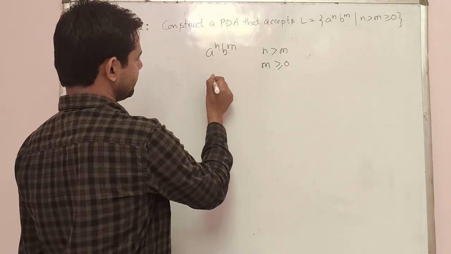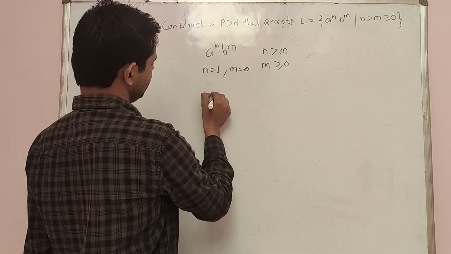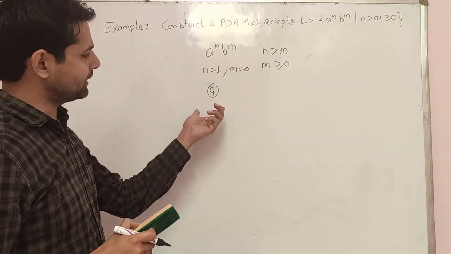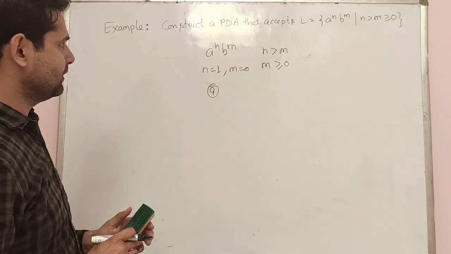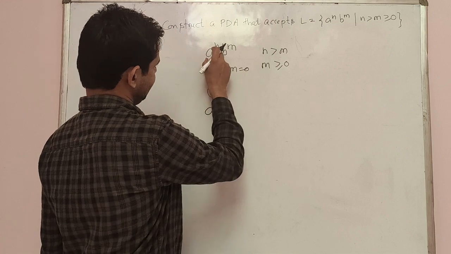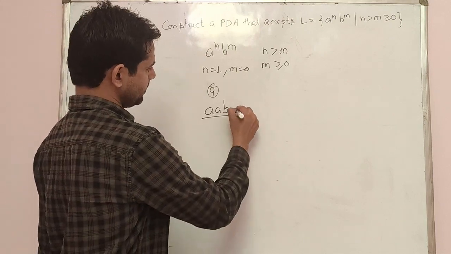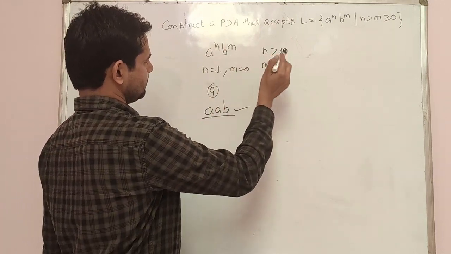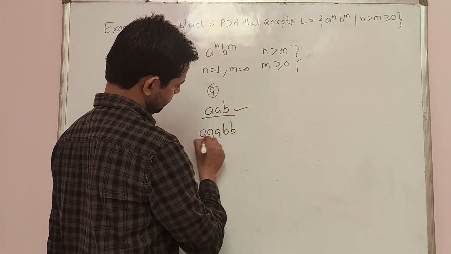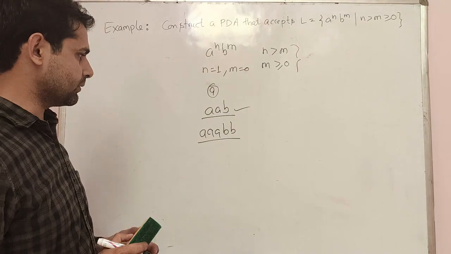So in that case, for example, if we are considering n equal to 1, then m will be 0, which means we have only a, right? If n is 3, consider a only. In that case, it is acceptable by this pushdown automata. For another case, if we are considering n equal to 2 and m equal to 1, the string is acceptable by this PDA according to these two conditions, right? This is also acceptable because in that we have n greater than m and m greater than or equal to 0.